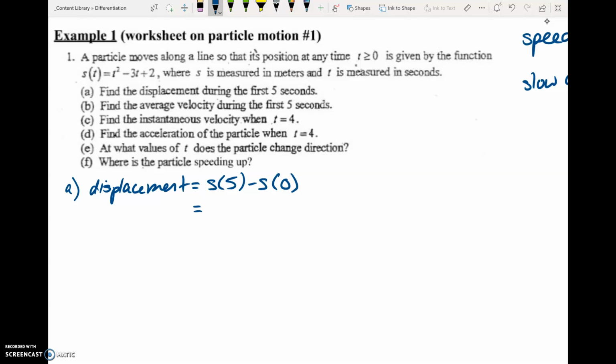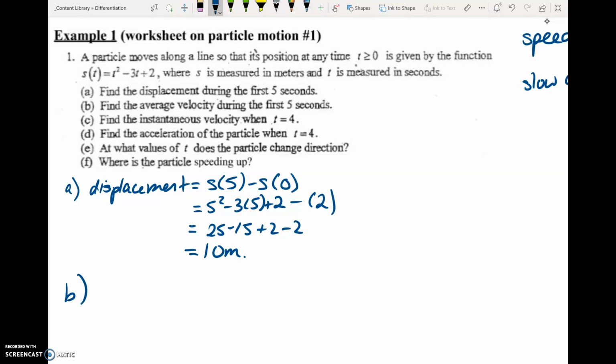So if you're looking for S of 5, that's 5 squared minus 3 times 5 plus 2. Subtracted by 0 minus 0 plus 2. So really just subtracting by 2. That's 25 minus 15 plus 2 minus 2. All of this is 10 meters. So that's your displacement.